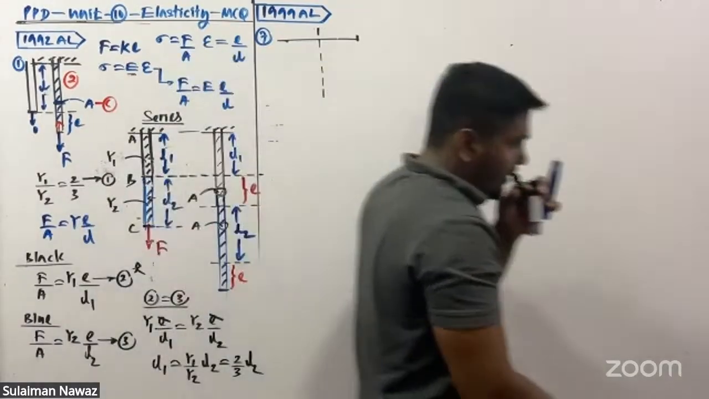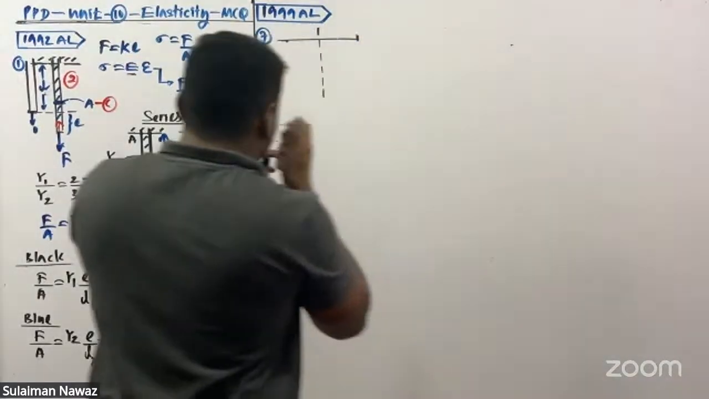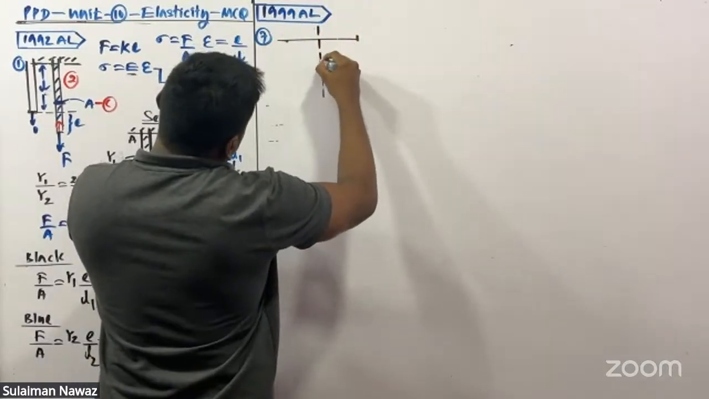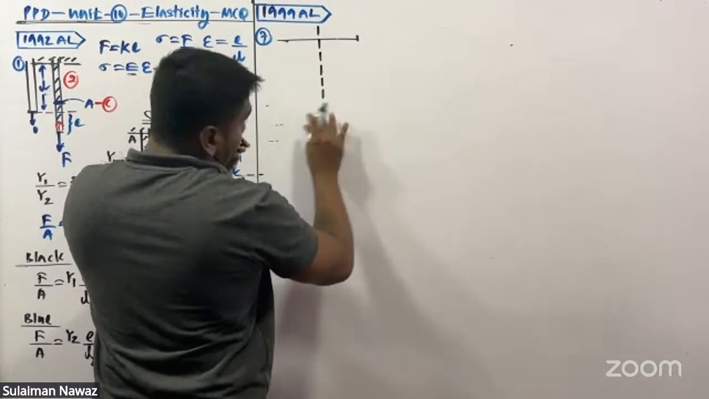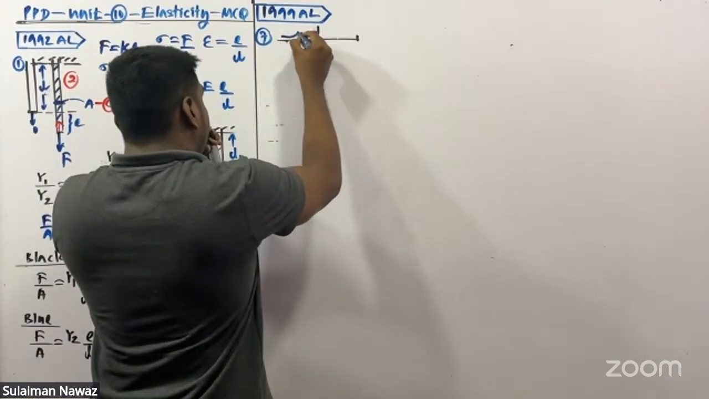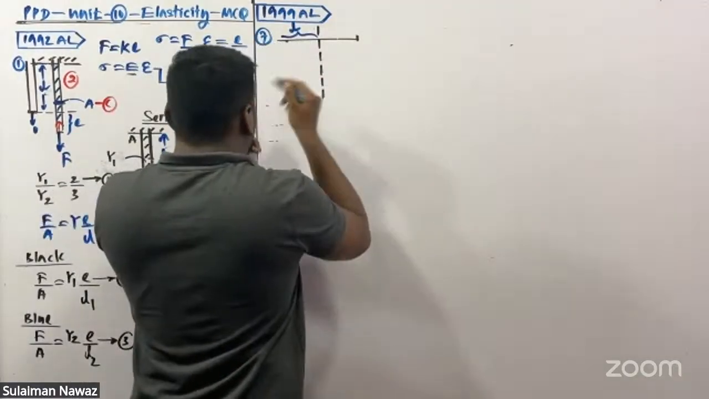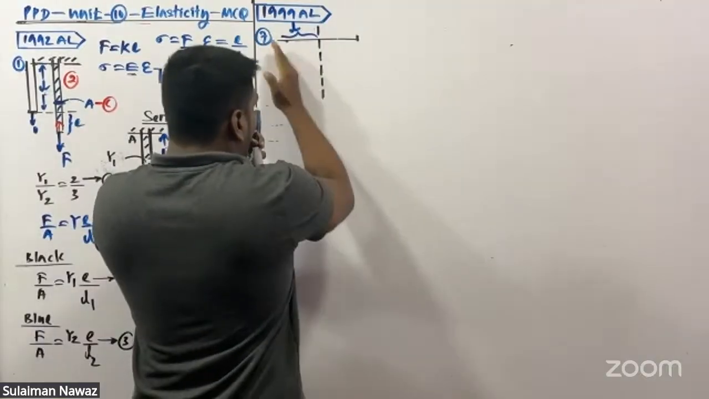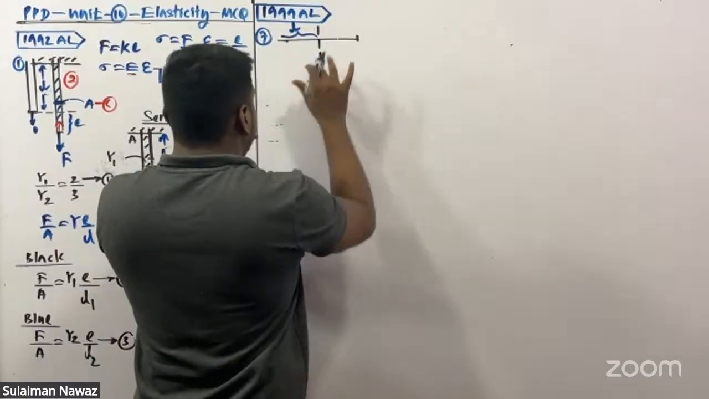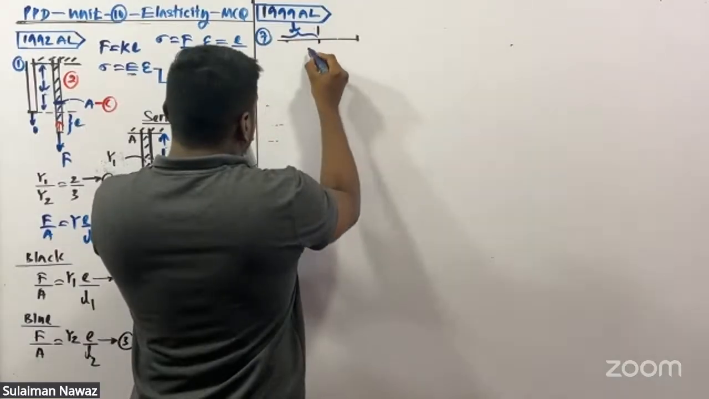Let's say this string has a natural length, simple length. But the total length is how much? The total length, natural length is simple length, the total length is 30 centimeters.